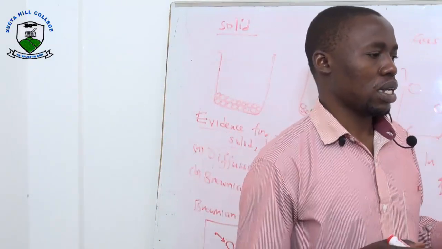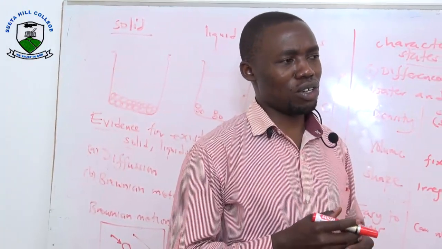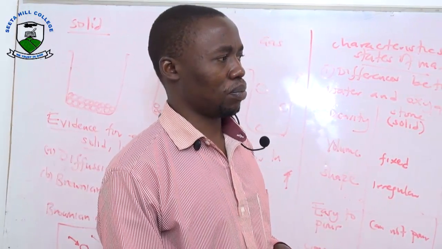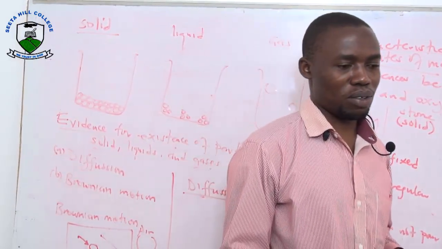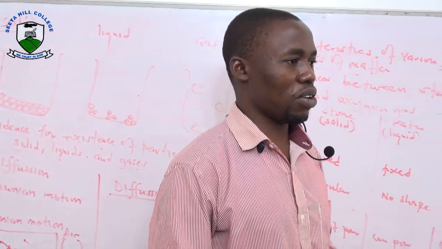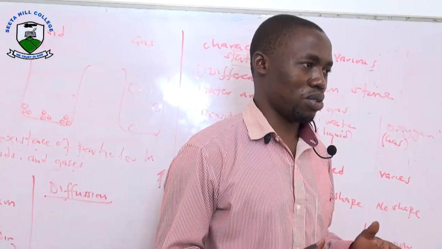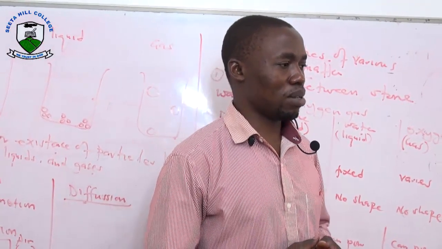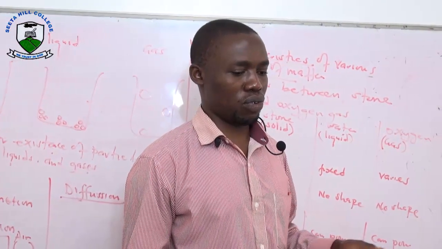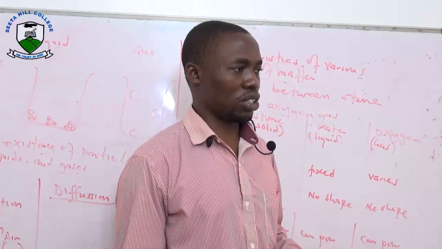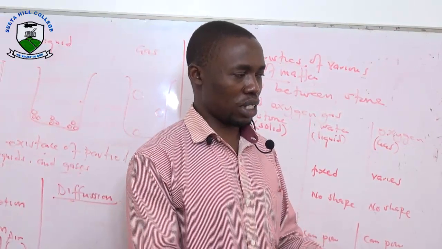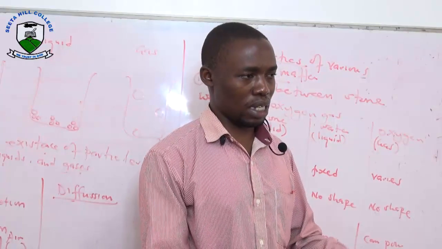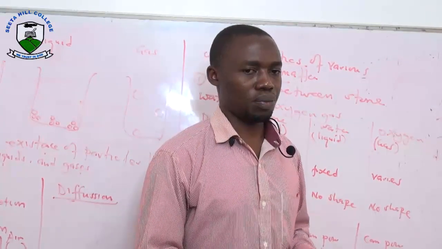Not so? Then if particles in a solid don't move, what happens to particles in a solid? That's Paul. If they don't move, then what do they do? They vibrate. Exactly. Particles in a solid simply vibrate about their mean positions, about some area in which they exist. They vibrate in that area. We call it the mean area or mean position.